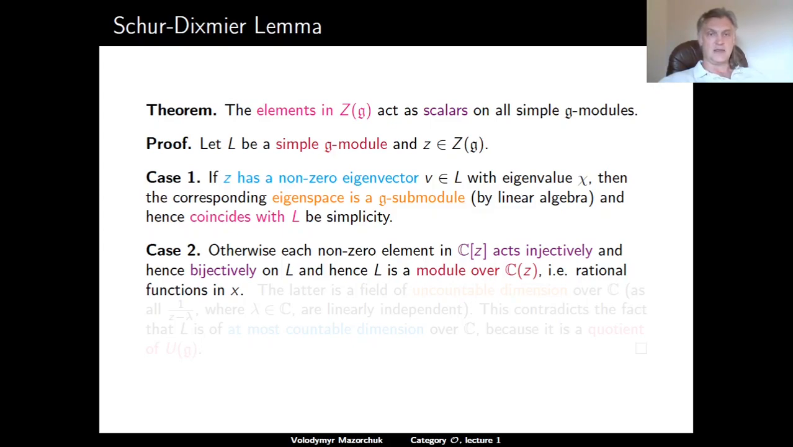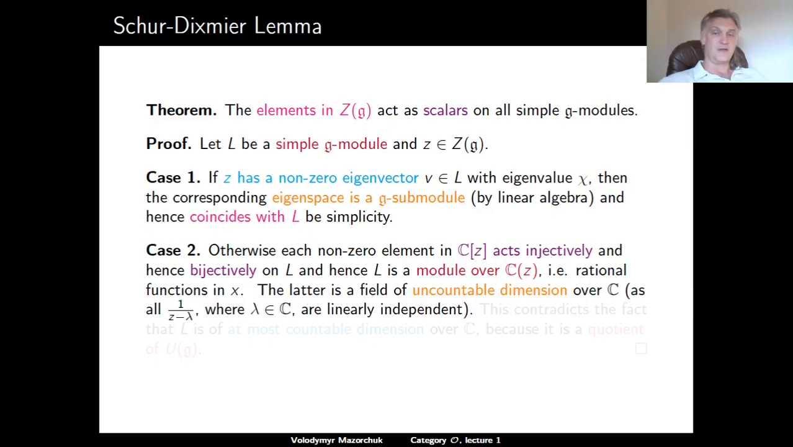So the opposite of case 1 is when any non-zero polynomial in Z acts injectively on our module. Of course, since Z is central, the image of any polynomial in Z is central, and the image of such a polynomial should also be a submodule of L, and hence must coincide with L due to simplicity of L. Therefore, this action is even bijective. But then this implies that we can invert the action, and we get that our module L is a module over the field of rational functions in Z.